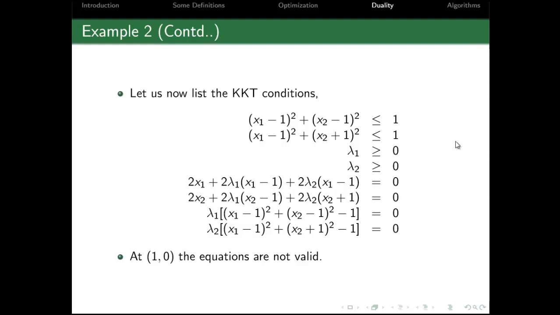We've seen that there's only one feasible point, (1, 0), and at that point these conditions are not valid. You get contradictory answers for lambda 1 and lambda 2 when you try to solve. So the KKT conditions are not valid. But this is tricky. We've already seen that we have an optimal value but KKT conditions are not satisfied. We will try to see why this is happening here.